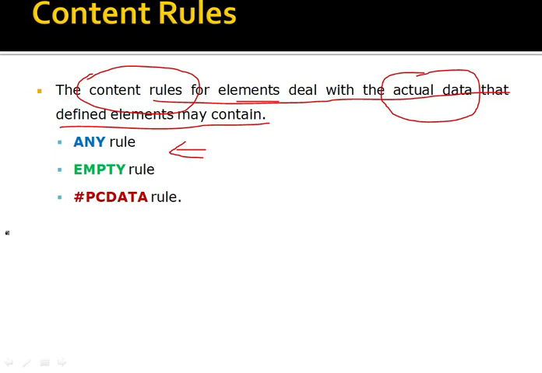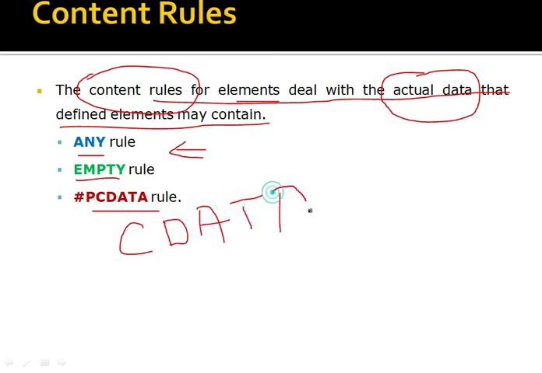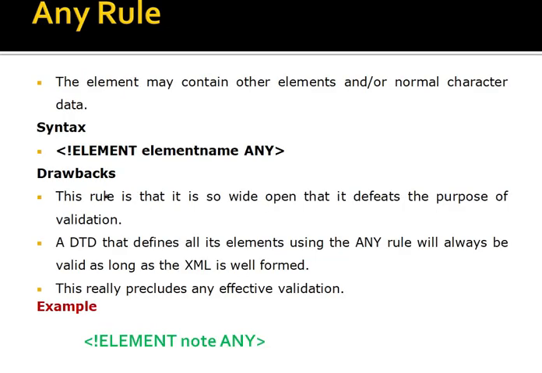So we have three rules. One is the any rule, the empty rule, then PCDATA, and also we have one more rule, that is CDATA. Okay, that is CDATA. What is the any rule? Okay, any rule, empty rule, PCDATA and CDATA. Okay, what is the any rule in the element? The element may contain other elements or normal character data.